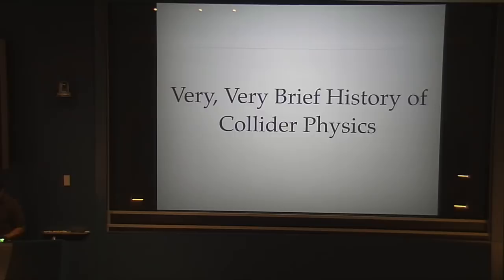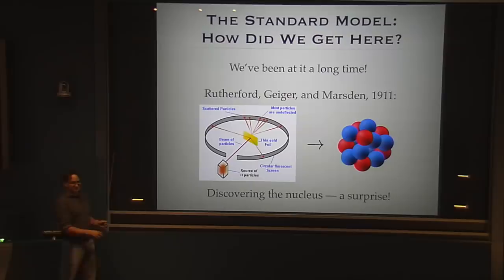So we've been doing collider physics for a very long time, more than 100 years. I've chosen to highlight this initial very famous experiment by Rutherford and collaborators in 1911, which discovered the nucleus. At the time this experiment was conducted, no one knew whether there were nuclei or not. In fact, people supposedly speculated that instead of the nuclei we now know exist, there might have been a pudding, a kind of soft gelatinous substance at the heart of the atom.